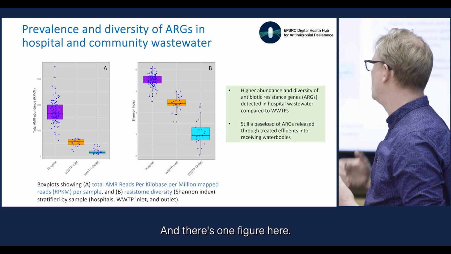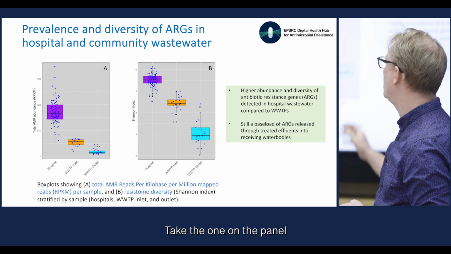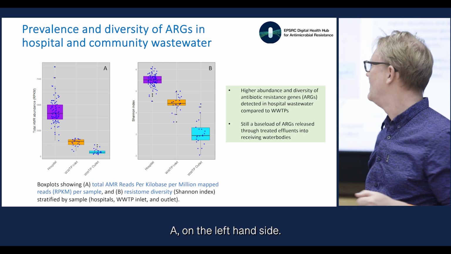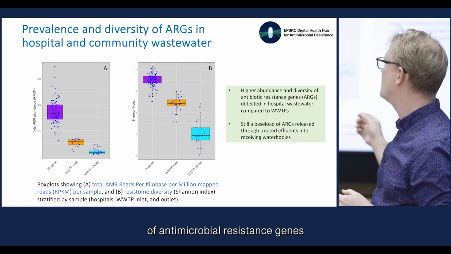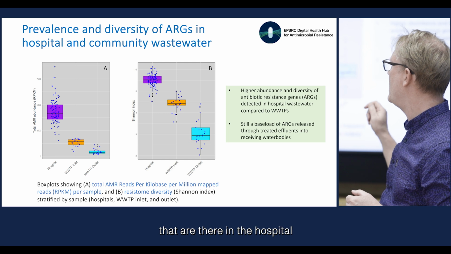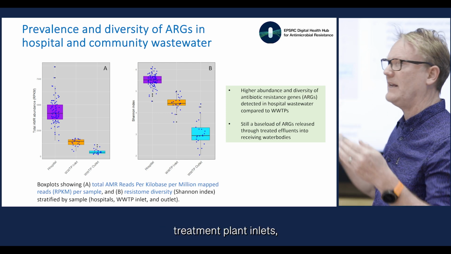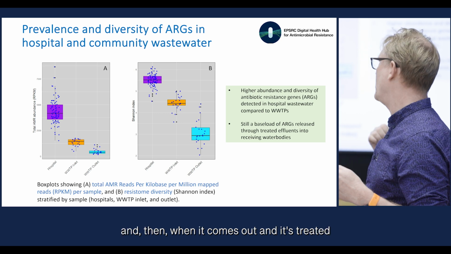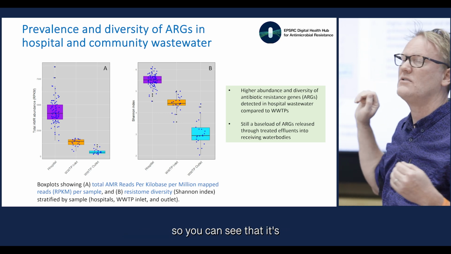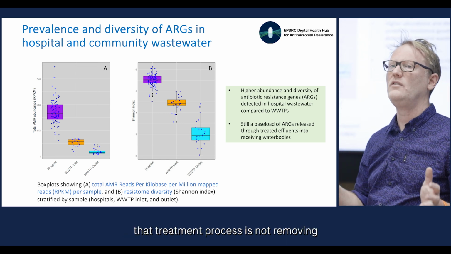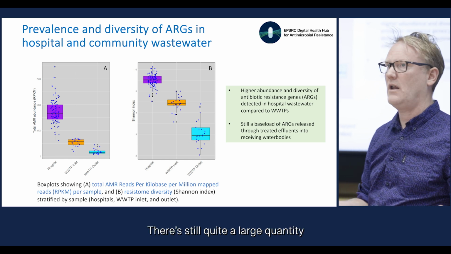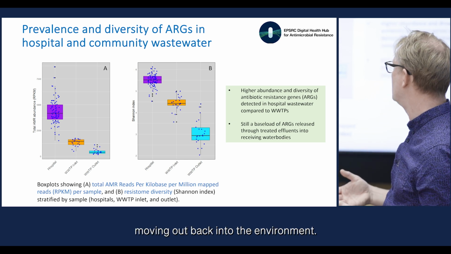And there's one figure here. Take panel A on the left-hand side. You can see the total amount of antimicrobial resistance genes in the hospital effluent, in the wastewater treatment plant inlet, so what comes into the plant, and then when it comes out and it's treated. So you can see that that treatment process is not removing all of the genes. There's still quite a large quantity moving out into the environment.